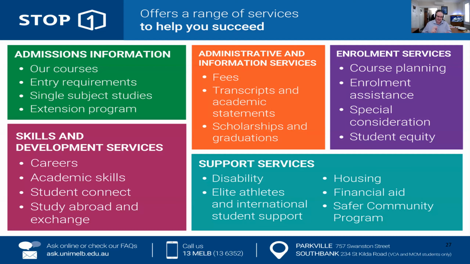All the admin side of things like fees, transcripts, letters, scholarships, and graduations is Stop One dealing with it, as is course planning, enrolment assistance, special consideration, and student equity. Finally, if you have pressing issues outside academia, outside the university, Stop One has a pile of services around that, including disability, housing support, financial aid, and help for elite athletes. They have a counselling service as well. Please investigate those if you think you need help. You just go to Stop One, read them up, go to the FAQ and ask the questions.